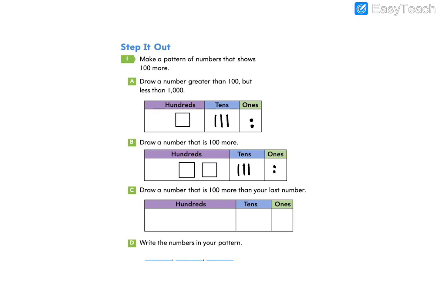I need to draw a number that's 100 more than our last number. So I had 200s. I know I need 100 more. Again, my tens place remains the same, and so does my ones. Now I'll write the numbers from my pattern. 132, 232, and 332. So if you did the same numbers as me, that's what your pattern looks like. Otherwise, you should still have the same pattern of the digit in your hundreds place gets greater by 1 each time.